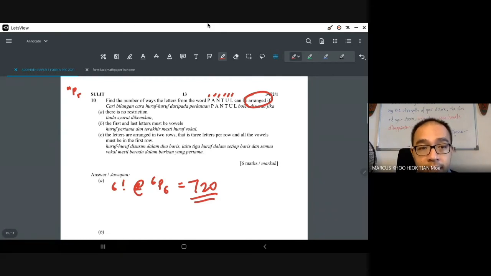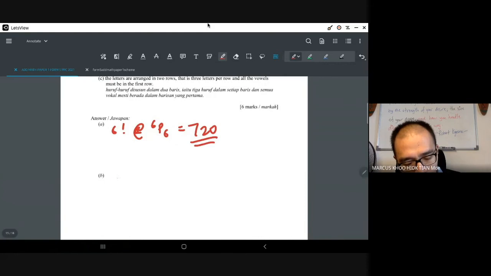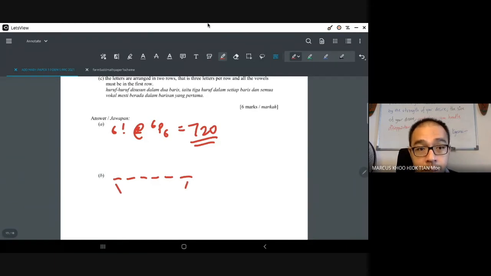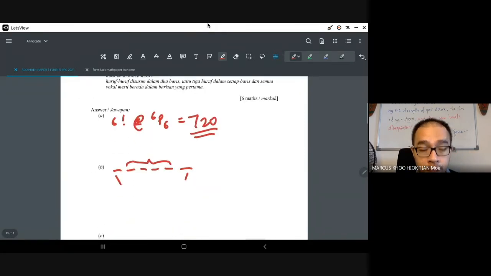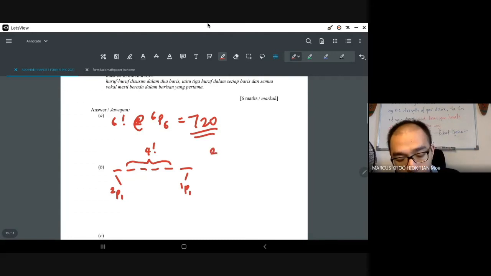Now, the first and last letters must be vowels. Let me put down 1, 2, 3, 4, 5, 6. So if the first and the last letters must be vowels, the rest of the 4 are not vowels. There are only 2 vowels, A and U. So this one will be 4 factorial. This one will be 2P1 and then 1P1. And then you multiply all three. So 2P1 for the first vowel, times 4 factorial times 1P1.